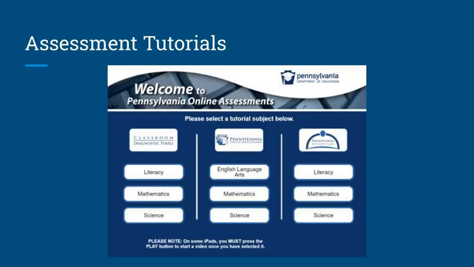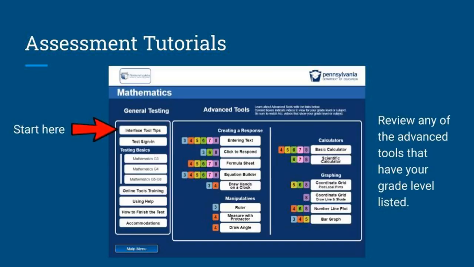When you see this screen, pick any appropriate subject for you. Start on the left and work your way down. Notice in the advanced tools that there's a number next to the different question types. That is the grade that has that type of question on the PSSA assessment.